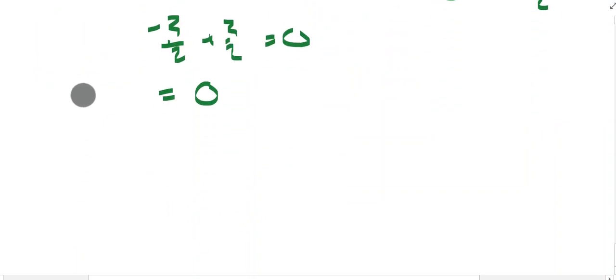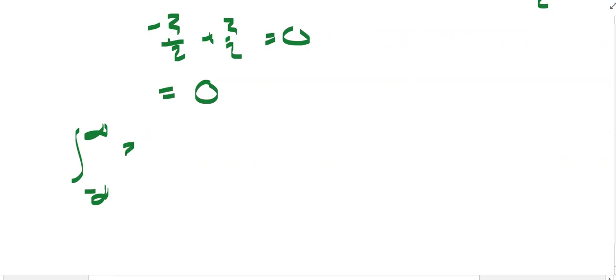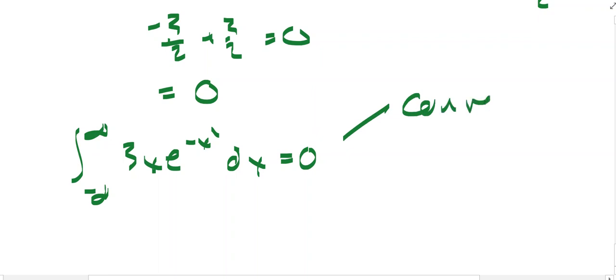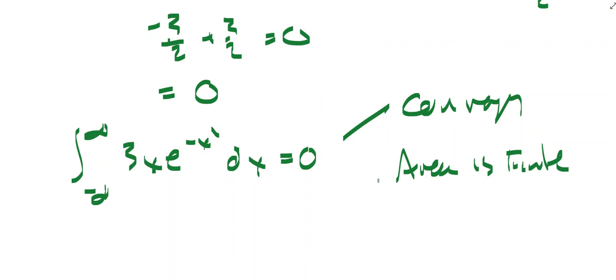So that means that my integral from negative infinity to infinity of 3x e to the negative x squared dx is equal to 0, which is a finite number. And because it is a finite number, that means that this converges and that the area is finite and is 0. The area is actually 0. Okay, so that is improper integrals with infinite bounds of integration. There are other types of improper integrals, and I will be addressing those in another video.